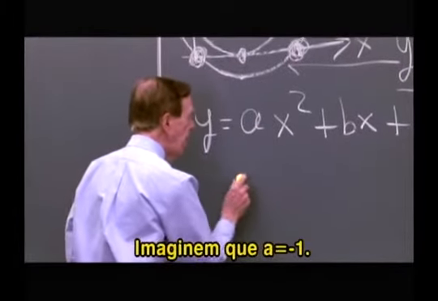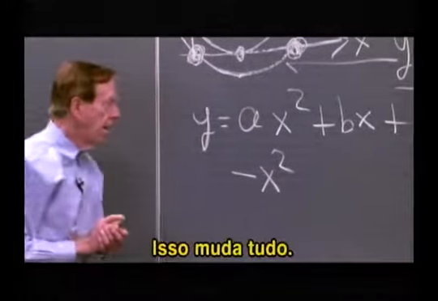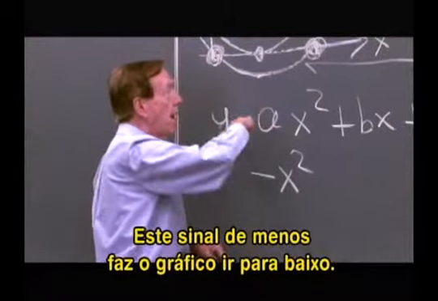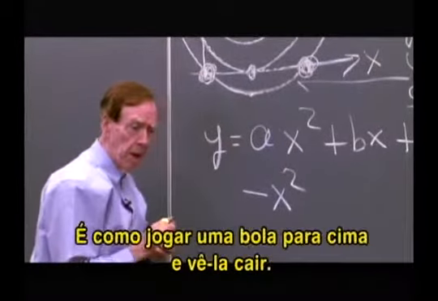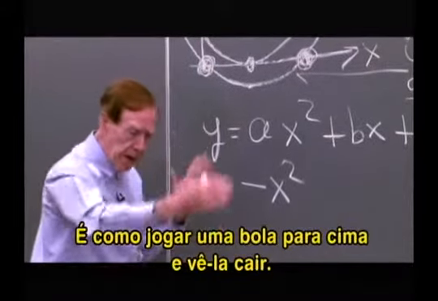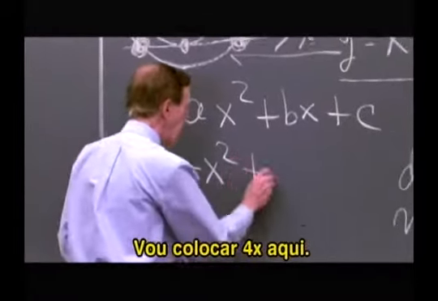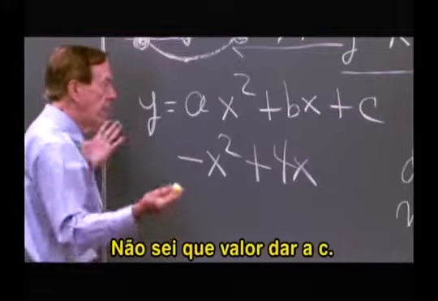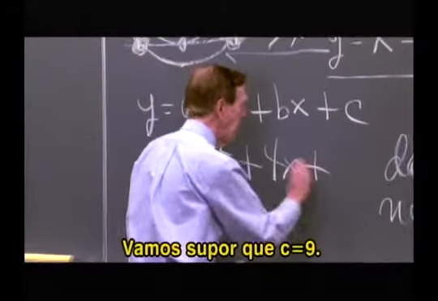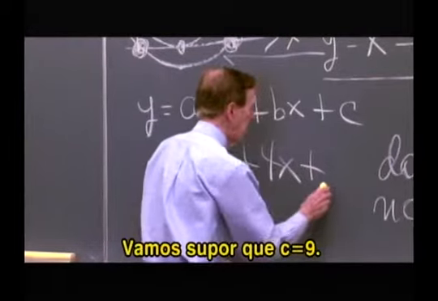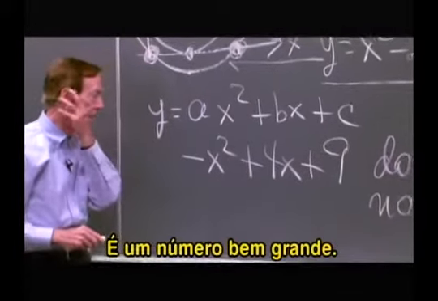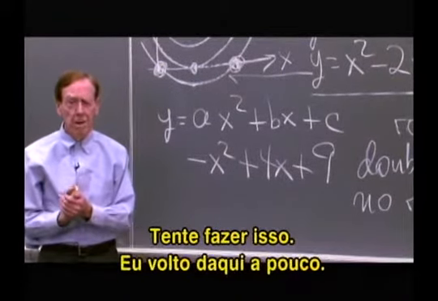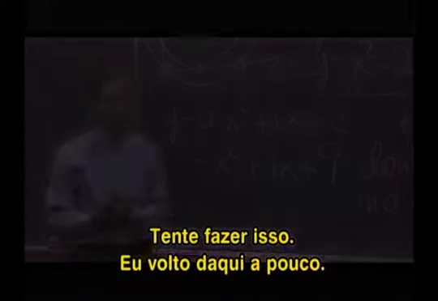Suppose I take A to be minus 1. That will change the picture completely. With that minus sign, my quadratic is going to go downwards. It'll be like throwing a ball in the air and having it come down. It's going to go that way. And let me take, say, 4x here. And I don't know what to take as C. Let me take 9. That seems a pretty big number. I don't know if that has any roots. I don't know if you could graph it, but you could sure try. So have a try, and then I'll see you in a minute.